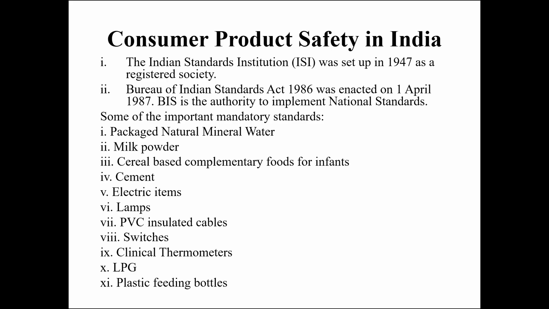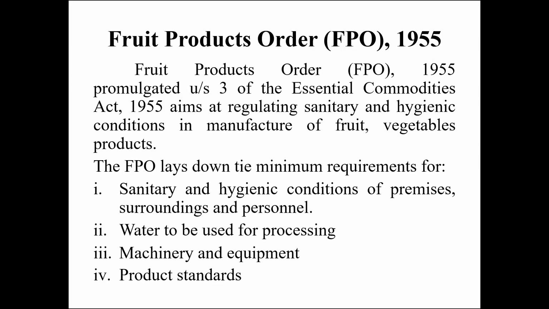Packaged mineral waters, milk powder, cereal-based complementary foods for infants, cement, electric items, lamps, PVC insulated cables, switches, clinical thermometers, LPG, plastic feeding bottles. The next one, Fruit Products Order 1955. Fruit Products Order 1955 was promulgated under Section 3 of the Essential Commodities Act 1955, which aims at regulating sanitary and hygienic conditions in the manufacture of fruit and vegetable products.